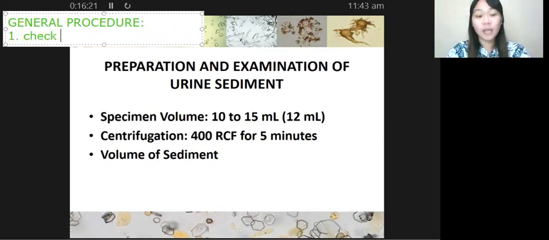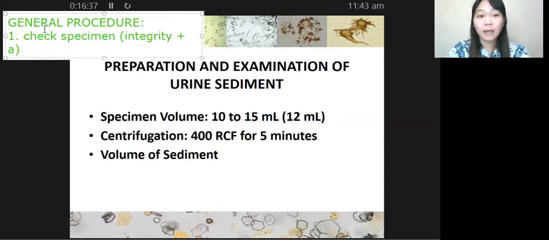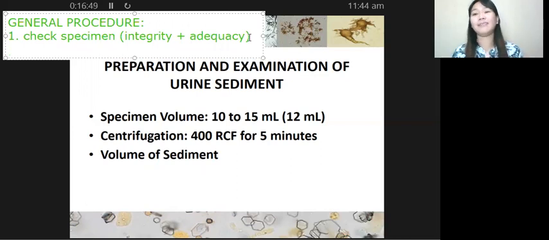Number 1, you have to check the specimen. What are the 2 things that we have to check? First, we have to check the specimen integrity, and then, of course, we have to check specimen adequacy. Magkaiba po yan, class. Pag sinabi nating specimen integrity, ibig sabihin, acceptable pa ba yung specimen natin for us to perform your microscopic analysis?